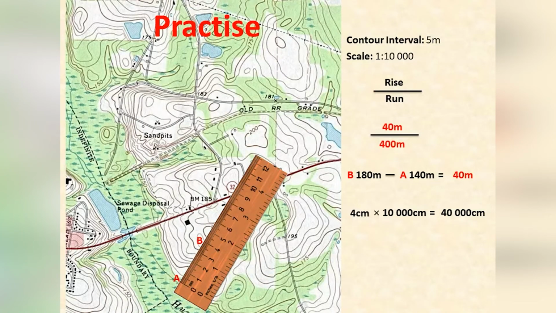Now we're ready to calculate it. We divide the 40 by itself, which gives us 1 down the bottom there. Then we divide the 400 by 40 as well, which gives us 10. So the gradient in this one is 1 to 10. For every 1 meter we go up, we're traveling along 10 meters.